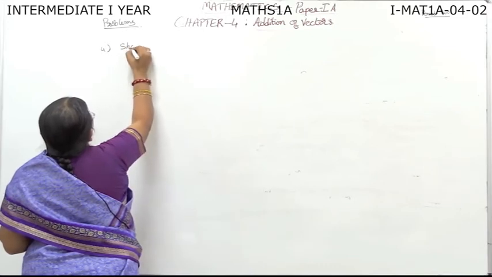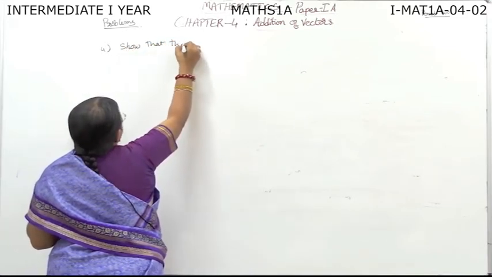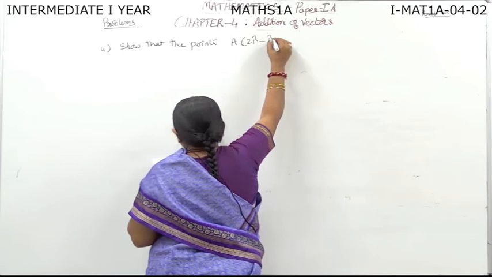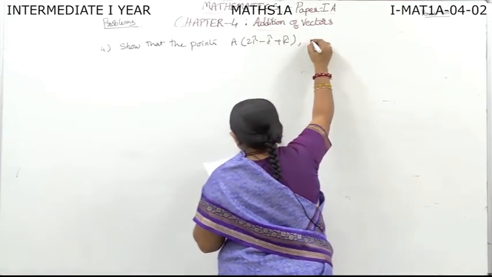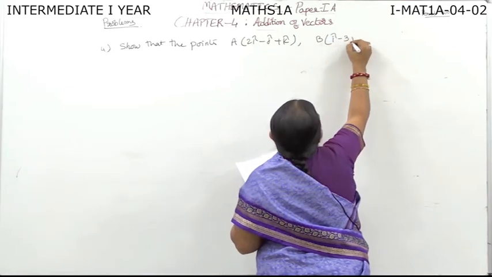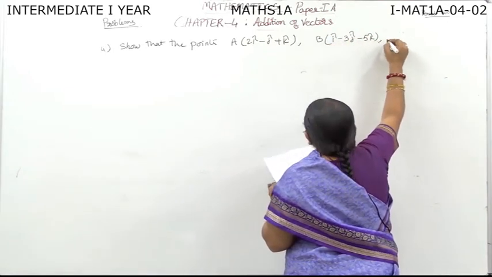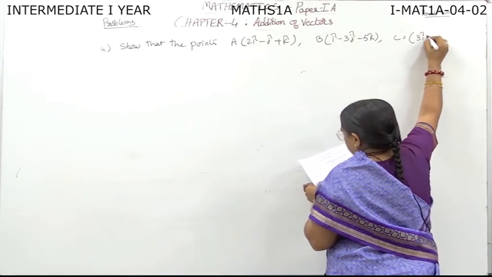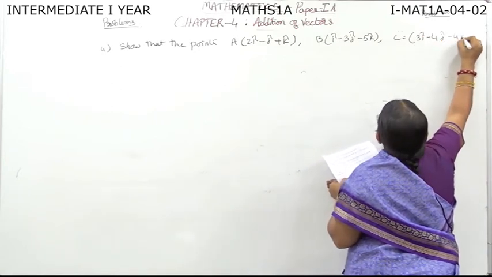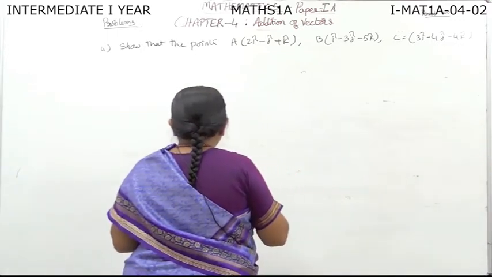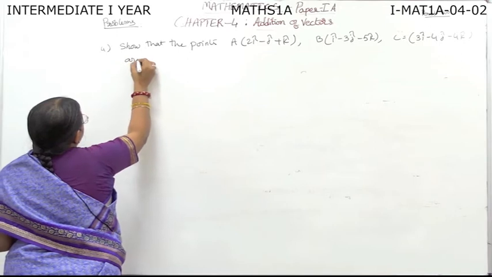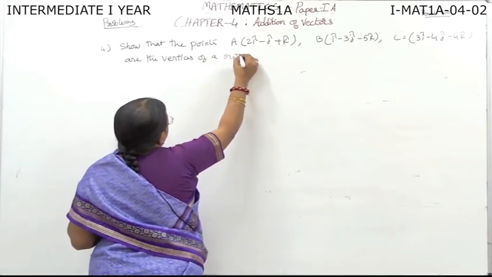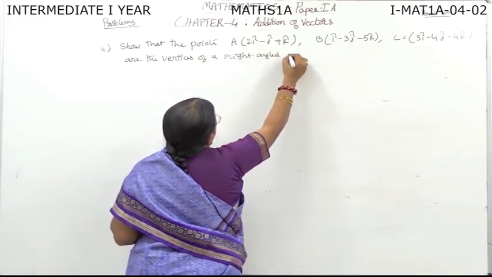Show that the points A, 2i minus j plus k, and then B, i minus 3j minus 5k, and then C is equal to 3i minus 4j minus 4k are the vertices of a right angled triangle.